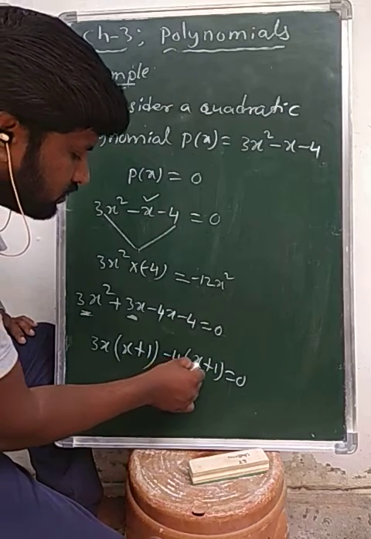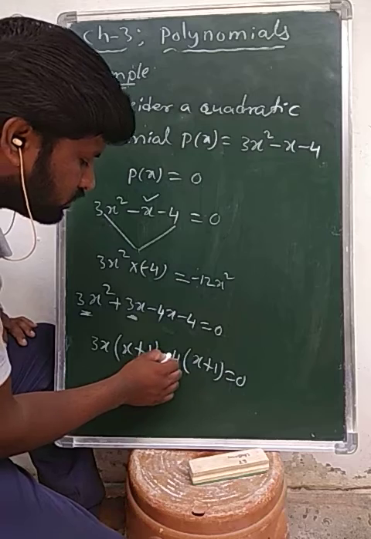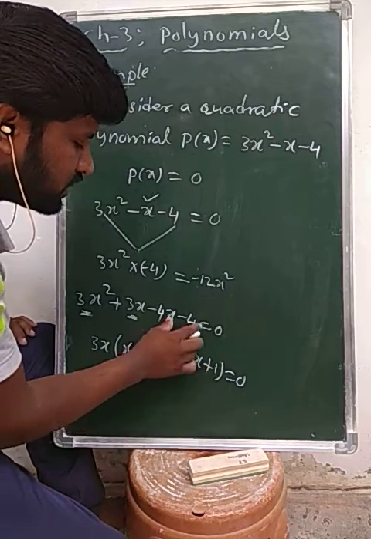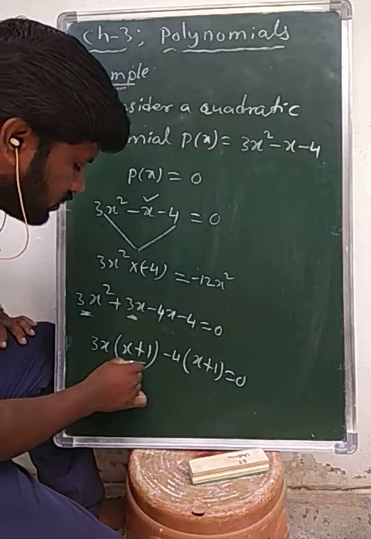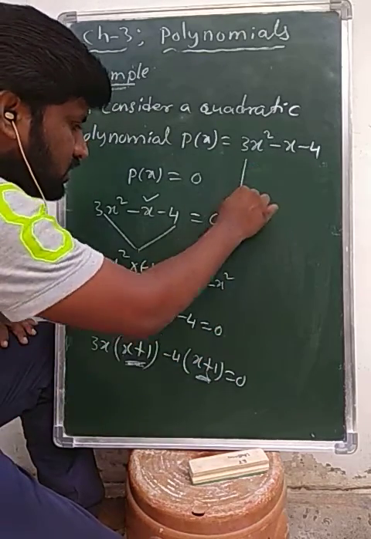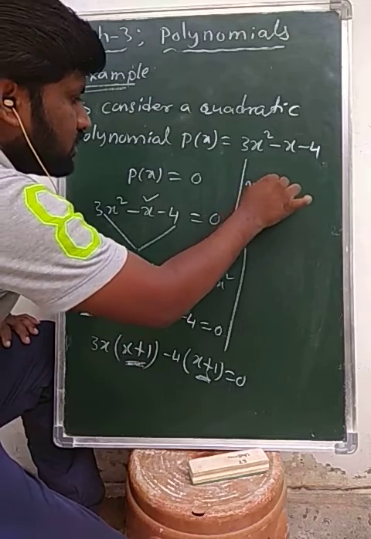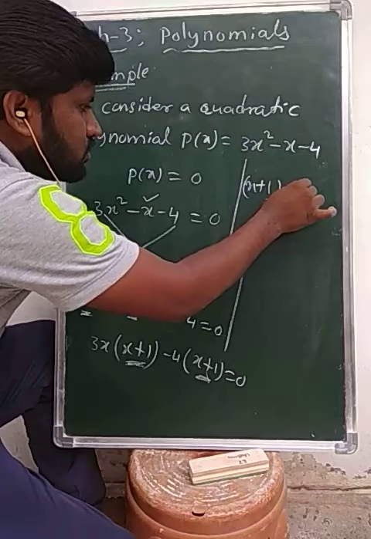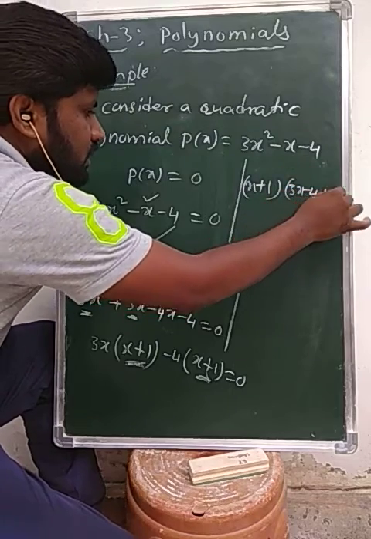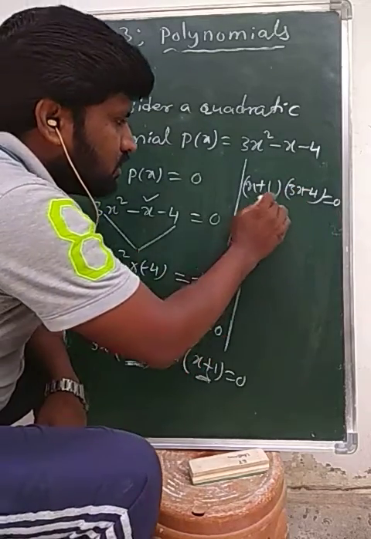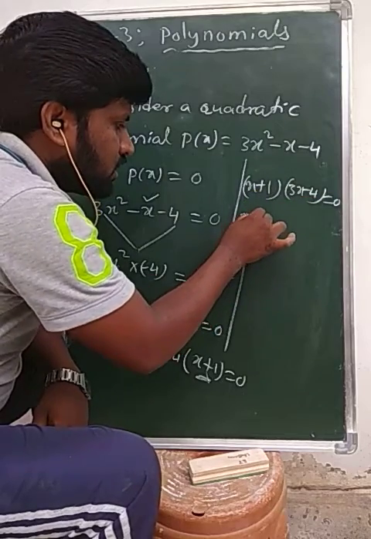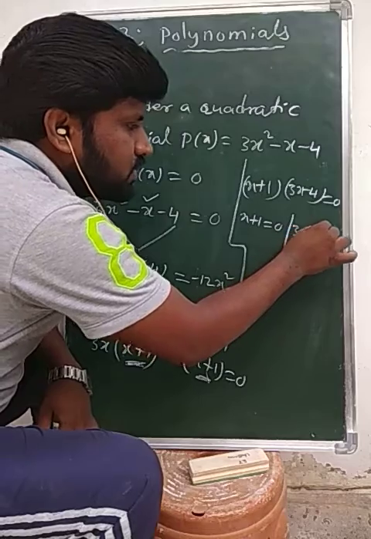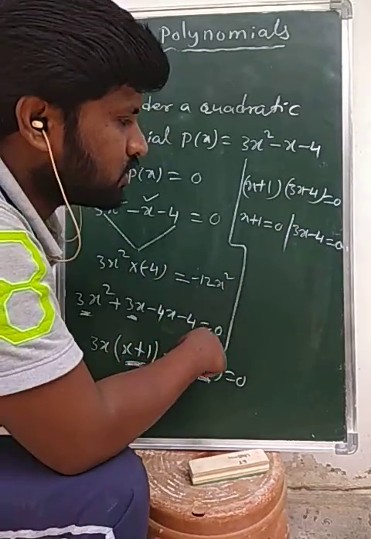Minus into x is minus 4x, and minus into minus 4 ones is plus 4, again the same thing comes. So in the bracket part, x plus 1 is one of the factors, and here we have 3x minus 4, this is another factor. By equating separately, x plus 1 is equal to 0, and 3x minus 4 is equal to 0.